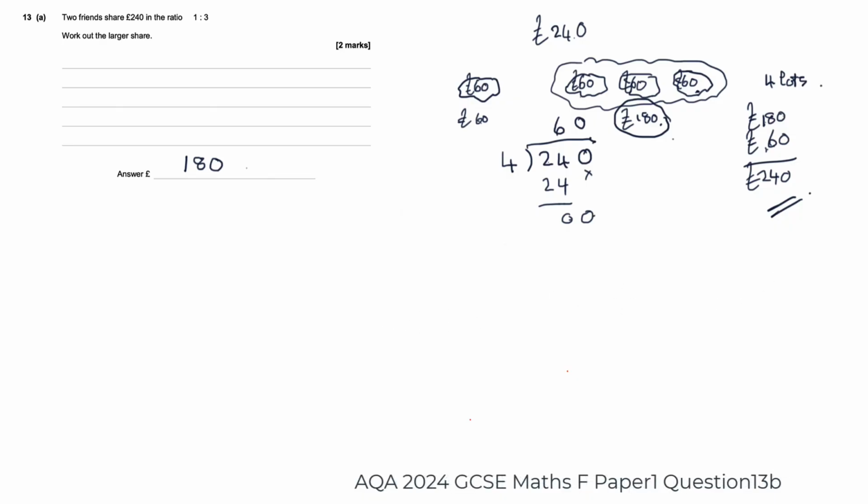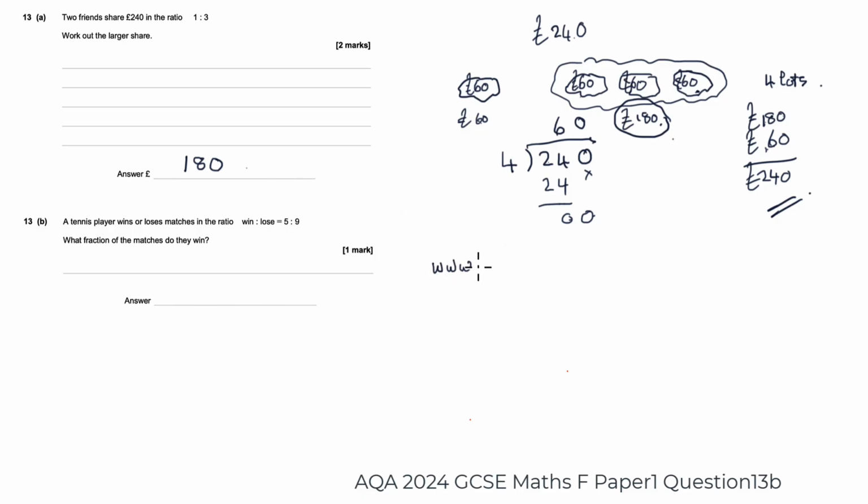Let's move on to part B. In this part, we're told that a tennis player wins or loses matches in the ratio 5 wins to 9 losses. And what fraction of the matches do they win? Well, here's 5 winning matches, and here's 9 losing matches. 1, 2, 3, 4, 5, 6, 7, 8, 9. Now, how many matches altogether? Well, we've got 9, 10, 11, 12, 13, 14 altogether. So 14 matches.